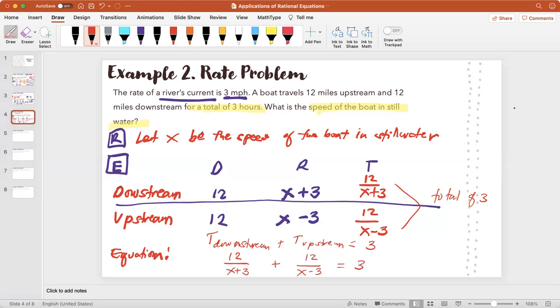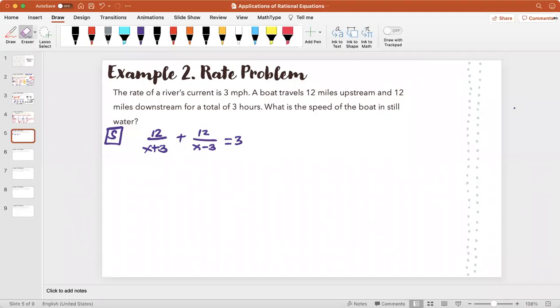It's different from our first example. In the first example, we simply equated the two expressions. But here, since we have a total time, we have to add the time downstream plus the time upstream, which is equal to 3. Here's our equation: 12 over x plus 3 plus 12 over x minus 3 equals 3.